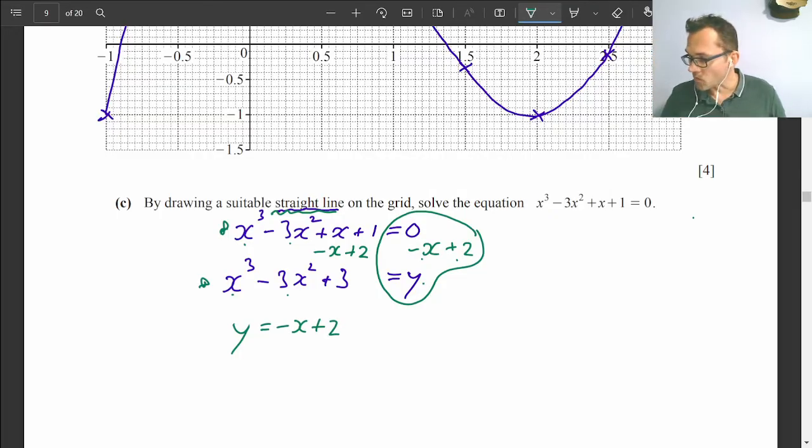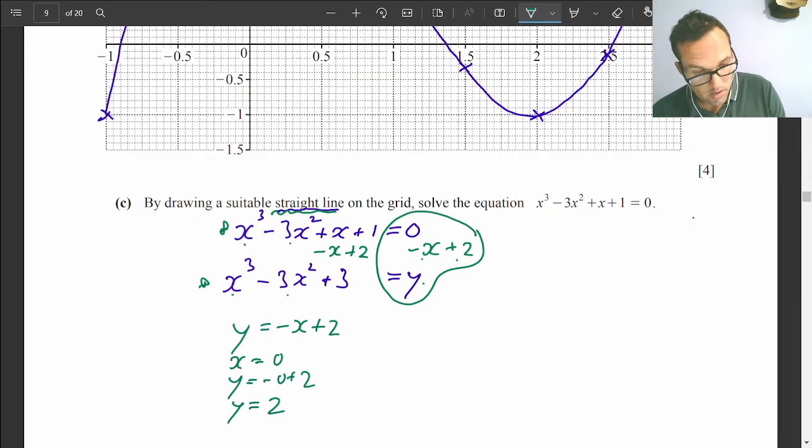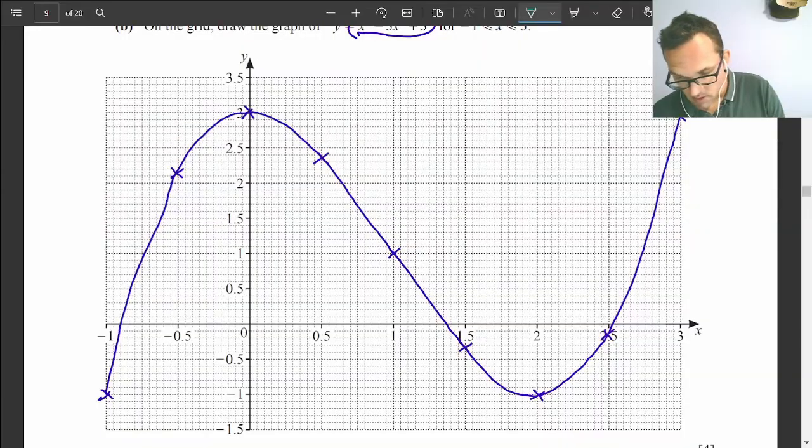Okay. Now, drawing this line is not going to be too hard. First of all, you want to know where it crosses the axes. Let's do the y-axis first. We want to know where it crosses the y-axis. We make x 0. So that will give us y equals minus 0 plus 2, which of course is just 2. So we know this line will cross the y-axis at 2.